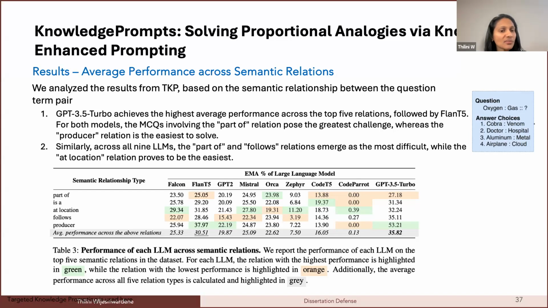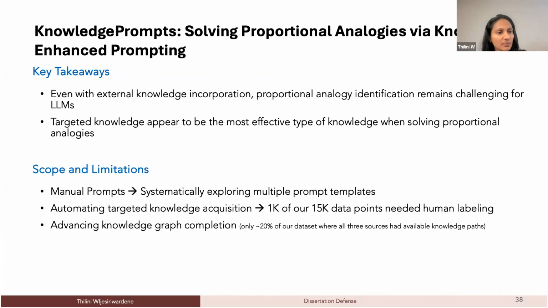Part of and follows, these relations emerge to be very difficult, and at location seems to be easy for the models. Moving on, the key takeaways. Even with external knowledge incorporation, even with targeted knowledge, proportional analogy identification remains challenging for the LLMs.